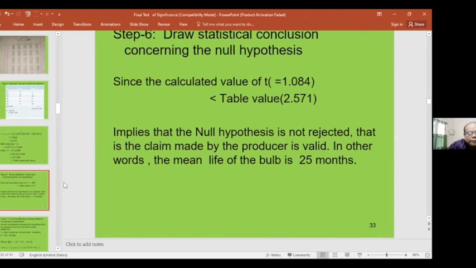Now, since the calculated value 1.084 is less than the table value, the null hypothesis is accepted, or not rejected. Accepted means not rejected. The claim made by the producer is valid. In other words, the mean life of the bulb is 25 months. The claim made by the producer is valid.